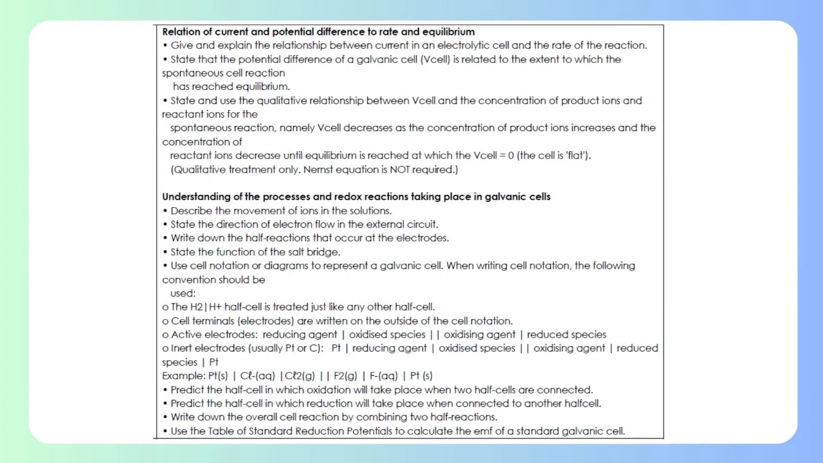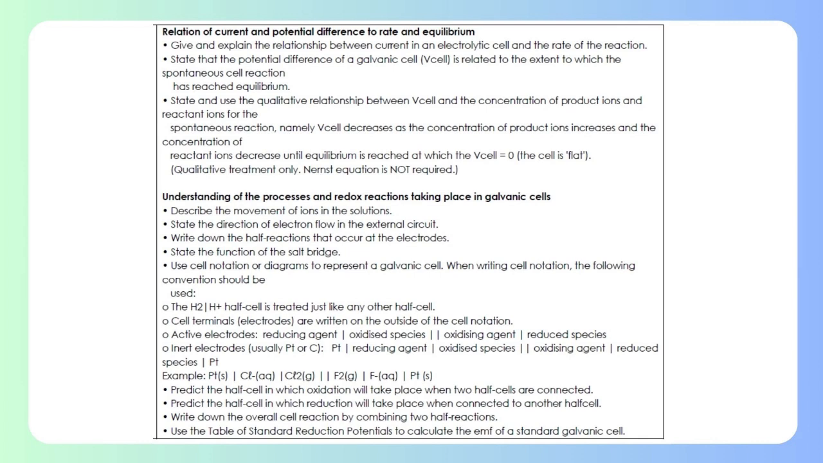Understanding of the processes and redox reactions taking place in galvanic cells. Describe the movement of ions in the solutions. State the direction of electron flow in the external circuit. Write down the half reactions that occur at the electrodes. State the function of the salt bridge. Use cell notation or diagrams to represent a galvanic cell.